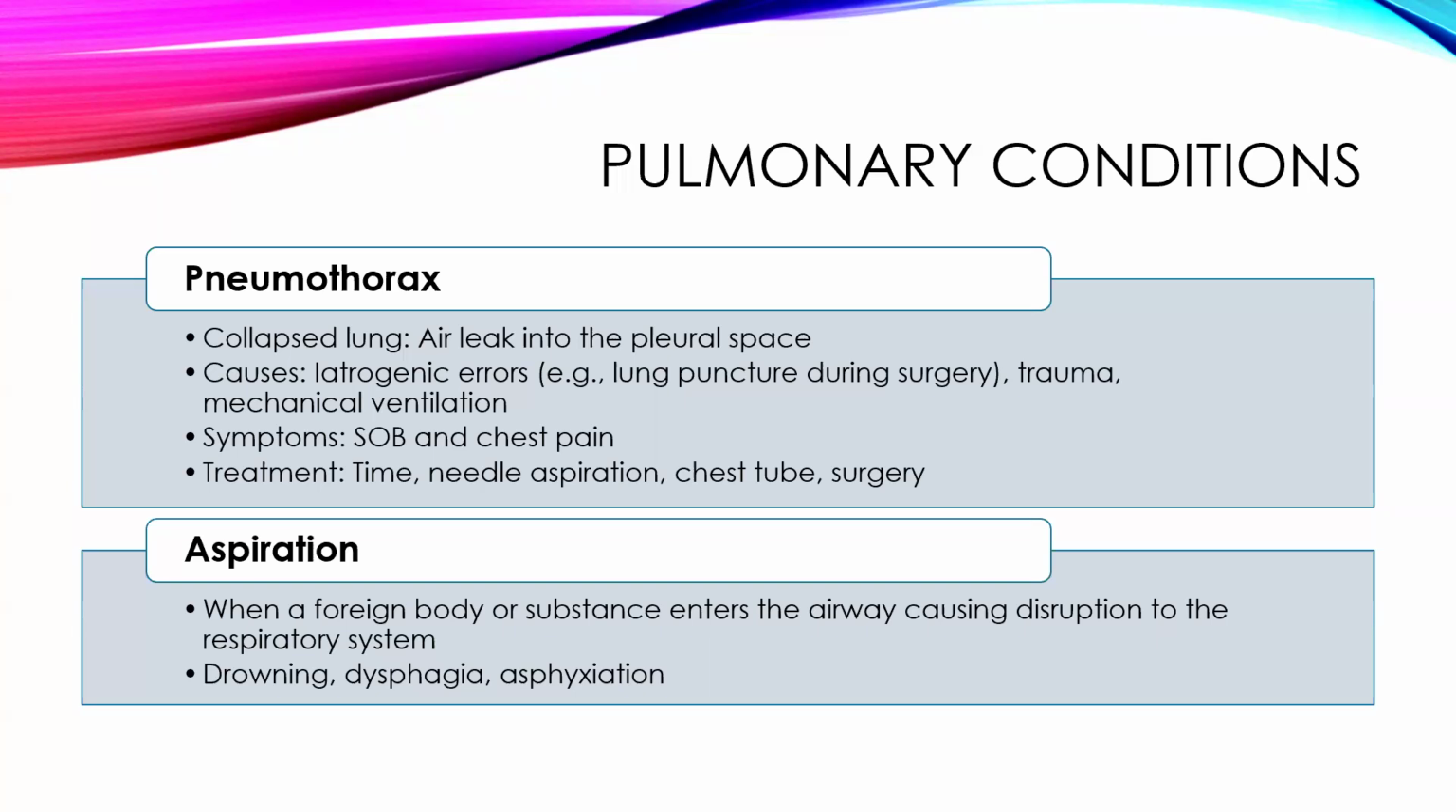Even mechanical ventilation: if somebody's on a ventilator too long or on too high settings, it could cause pneumothorax. That person will experience shortness of breath and chest pain. And then the treatments are listed there too. Sometimes it's just time. Sometimes they'll aspirate some of that air, put in a chest tube, or that person might have surgery. And aspiration, we're all pretty familiar with, is when a foreign body or substance enters the airway. This can be caused by dysphagia, as we all know a lot about, also by drowning, asphyxiation. Again, aspirating on vomit would be an example of that.